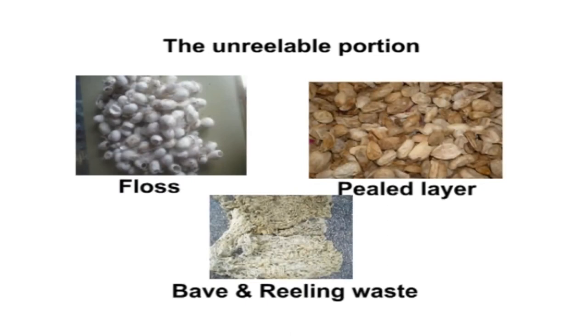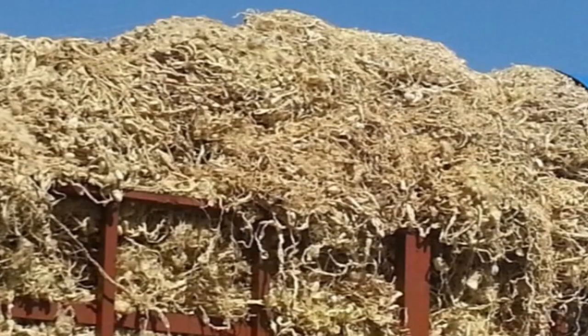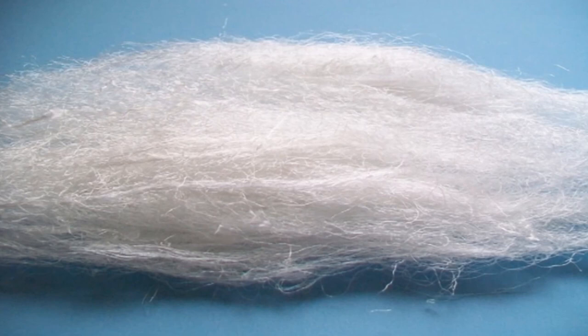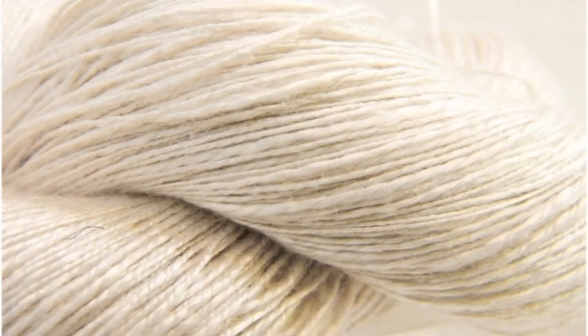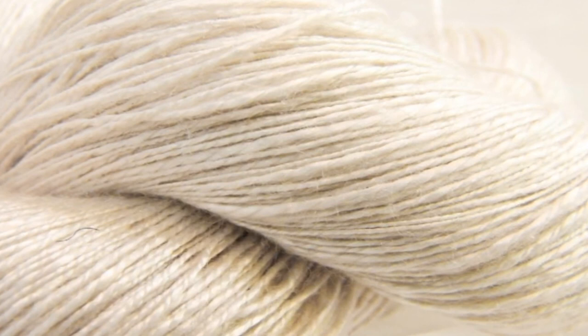The unreelable portion of the silk shell like floss and the peelable layer and wave waste, reeling waste also contribute for silk waste. Thread waste due to improper reeling resulting in frequent repair of the broken ends of the threads is called winding waste. The bulk of the silk waste is utilized for the manufacture of spun silk.